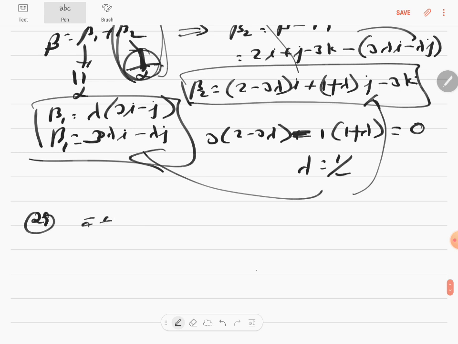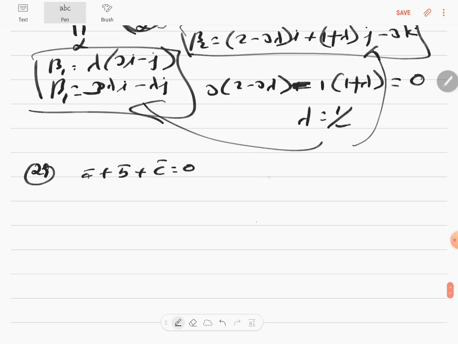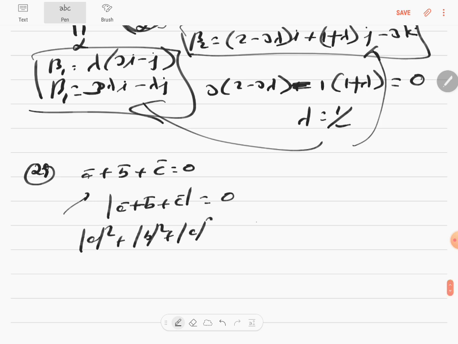Example 29 is given that a vector plus b vector plus c vector is equal to 0. You have to find a dot b plus b dot c plus c dot a. Whenever they do that, a dot b, b dot c, c dot a will come only when you square it. So take it as magnitude of a plus b plus c is equal to 0. Squaring both sides, magnitude of a the whole square plus magnitude of b the whole square plus magnitude of c the whole square plus 2 times.